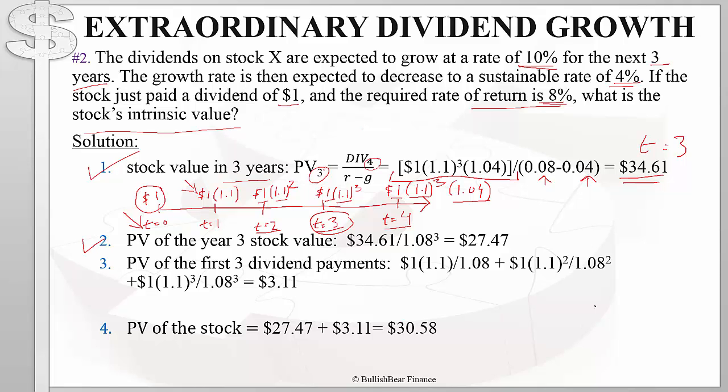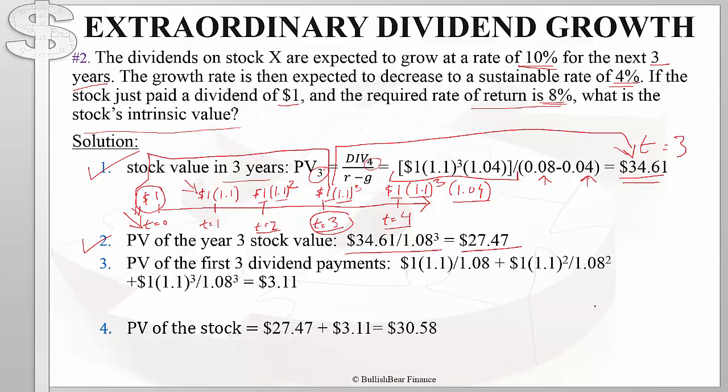The next step is to discount this value at time t equal to 3 back to time t equal to 0, i.e. today. We do that using this formula and we get $27.47.